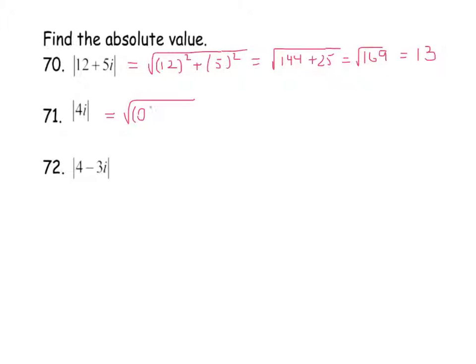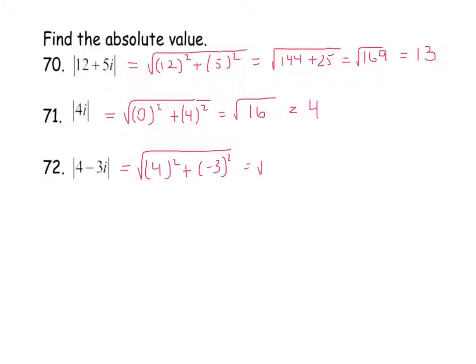The next one, we are going to say the square root of 0, because my real part is 0, 0 squared plus 4 squared. So that's the square root of 16, which is 4. And the last one will be the square root of 4 squared plus negative 3 squared, which is the square root of 16 plus 9, or the square root of 25, which will simply give me 5.